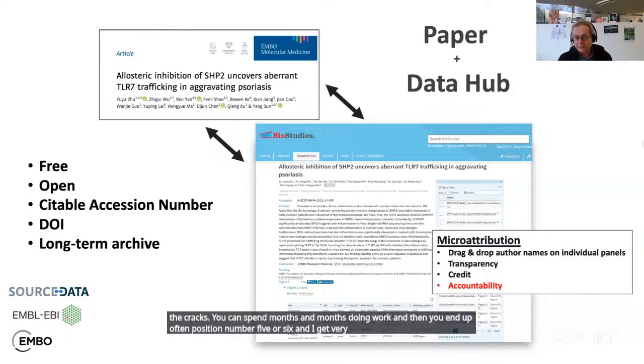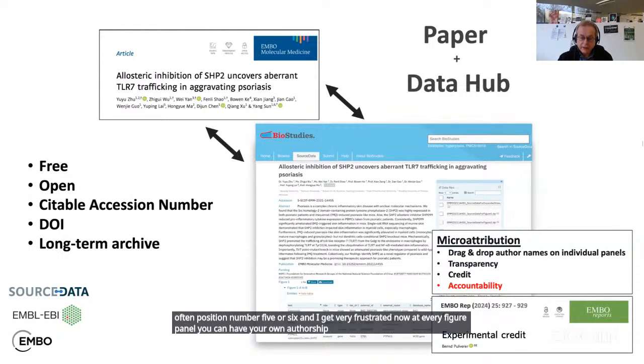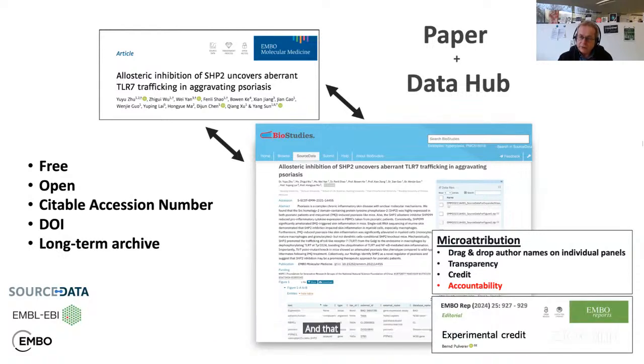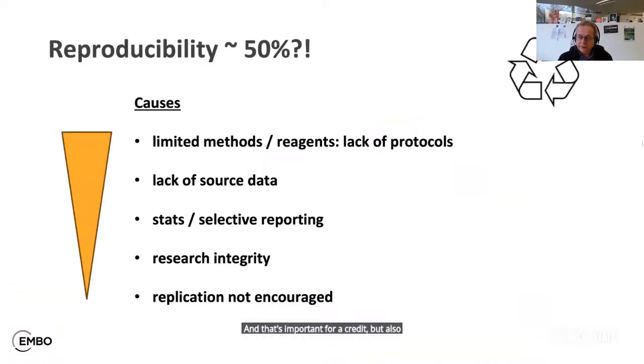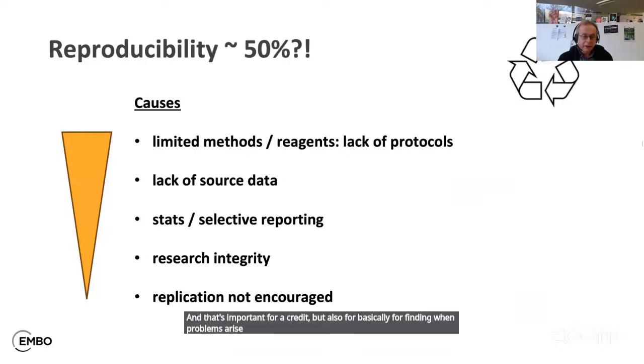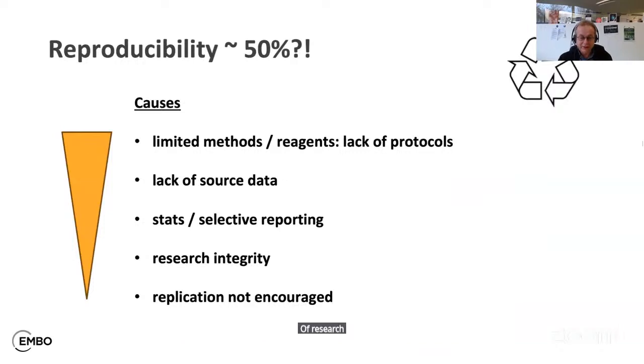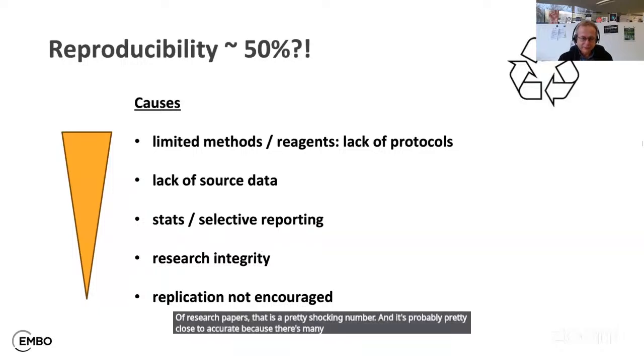Now, at every figure panel, you can have your own authorship, and that's important for credit, but also for finding out, when problems arise, who actually did the work. So we do have a problem, because reproducibility by many different measures is only 50% of research papers. That is a pretty shocking number, and it's probably pretty close to accurate because there are many different ways to measure this.